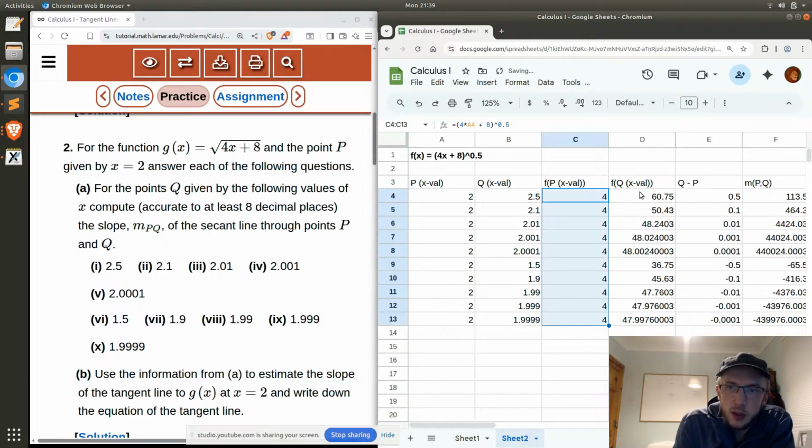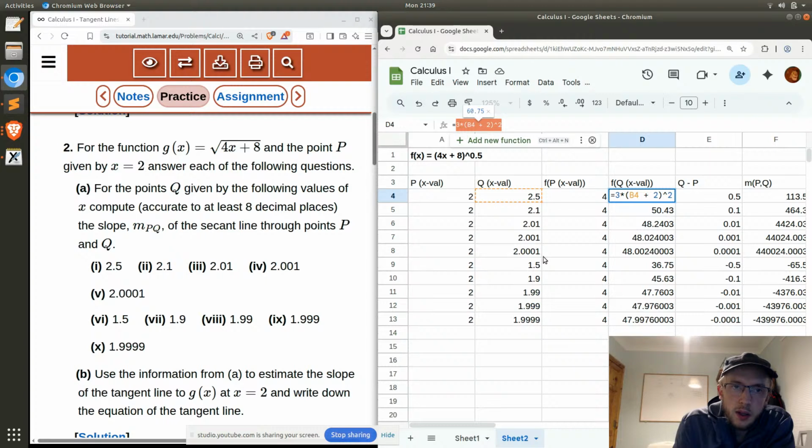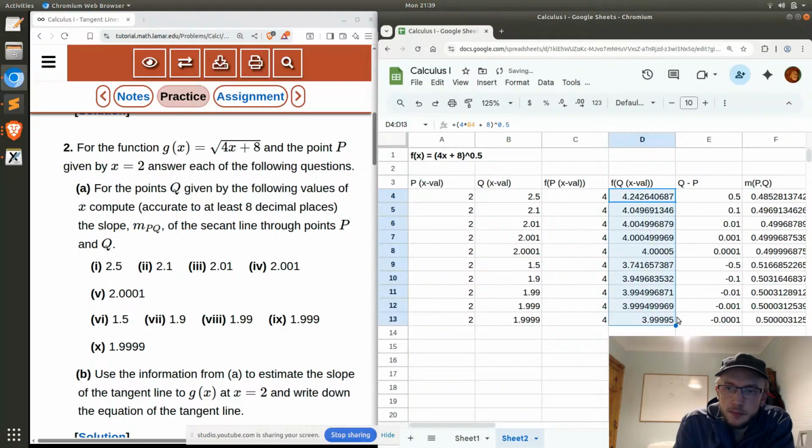And that takes up the whole column. And here, four times, which value? The q value, so b4 instead, but plus 8, and raise it to the 0.5, and there we go. And q minus p is just fine, and there, that's just fine.